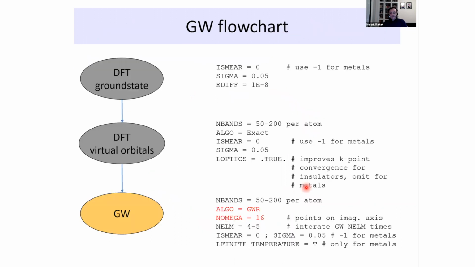So the INCAR tags are very similar to other GW calculations, except that one selects the algorithm now with ALGO = GWR. Bear in mind that this method does all calculations on the imaginary axis, which requires only a small number of sampling points on these axes given by NOMEGA. So typically 16 are more than enough. I will talk about this in the RPA section in more detail, but for now, bear with me a second.